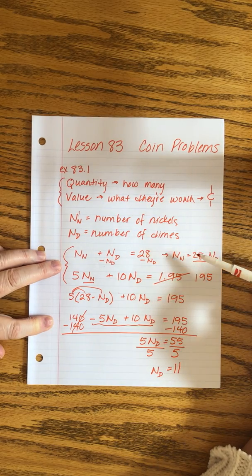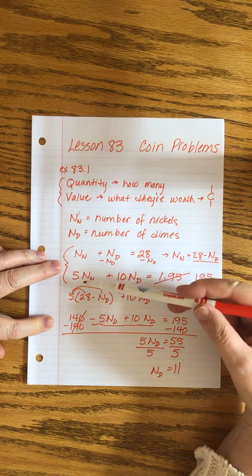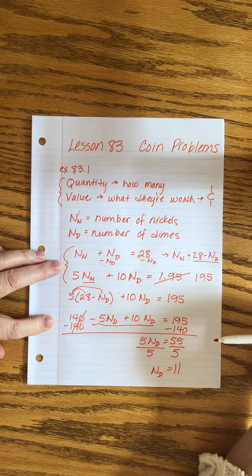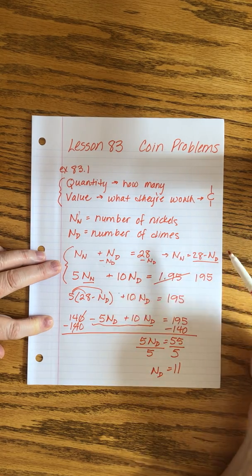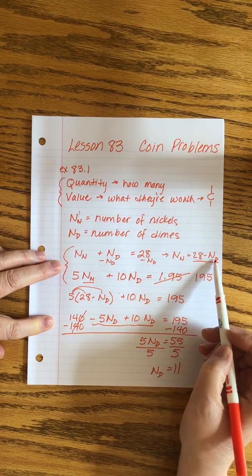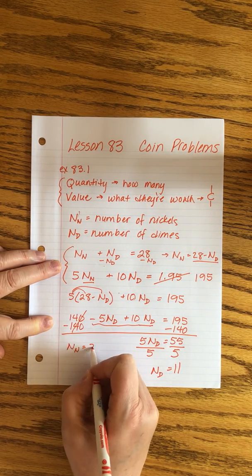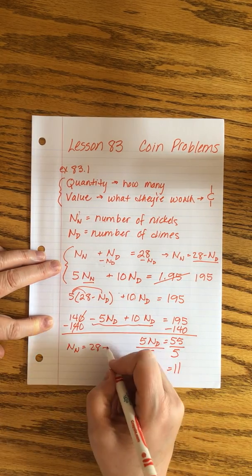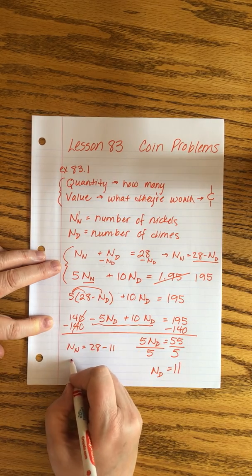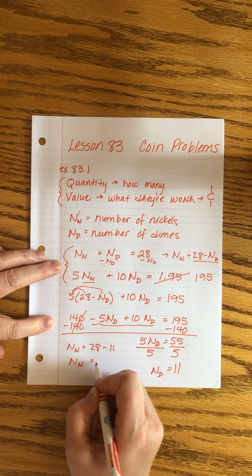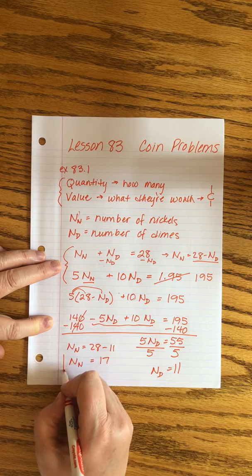We go back to our original equations and look for the easiest version of this. Well, here, this is perfect, right? The number of nickels equals 28 minus the number of dimes, which is 11. So the number of nickels equals 17.